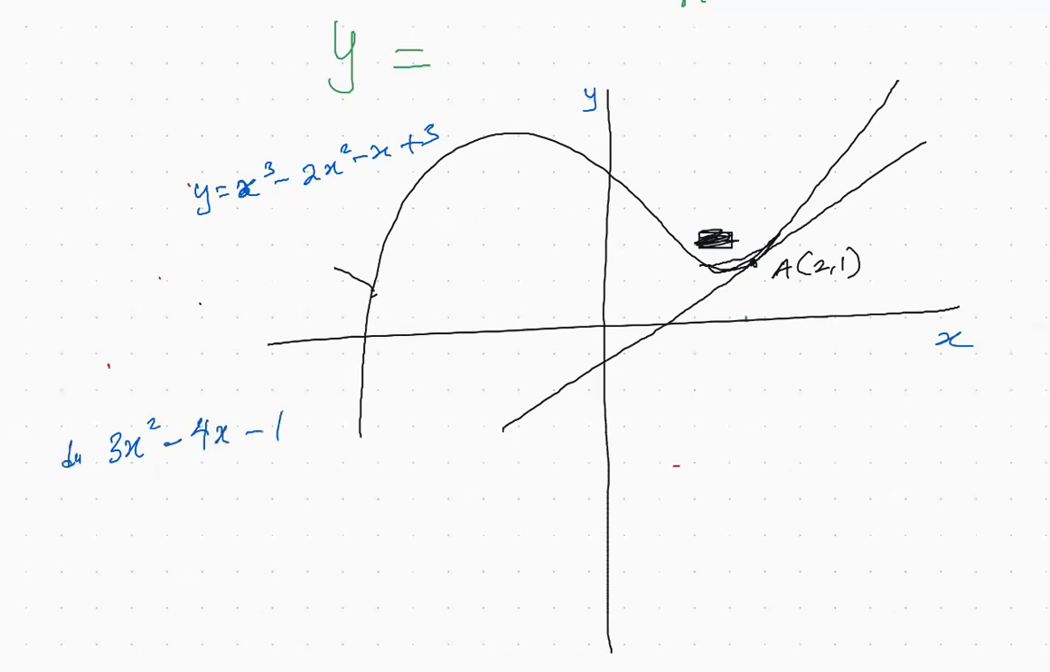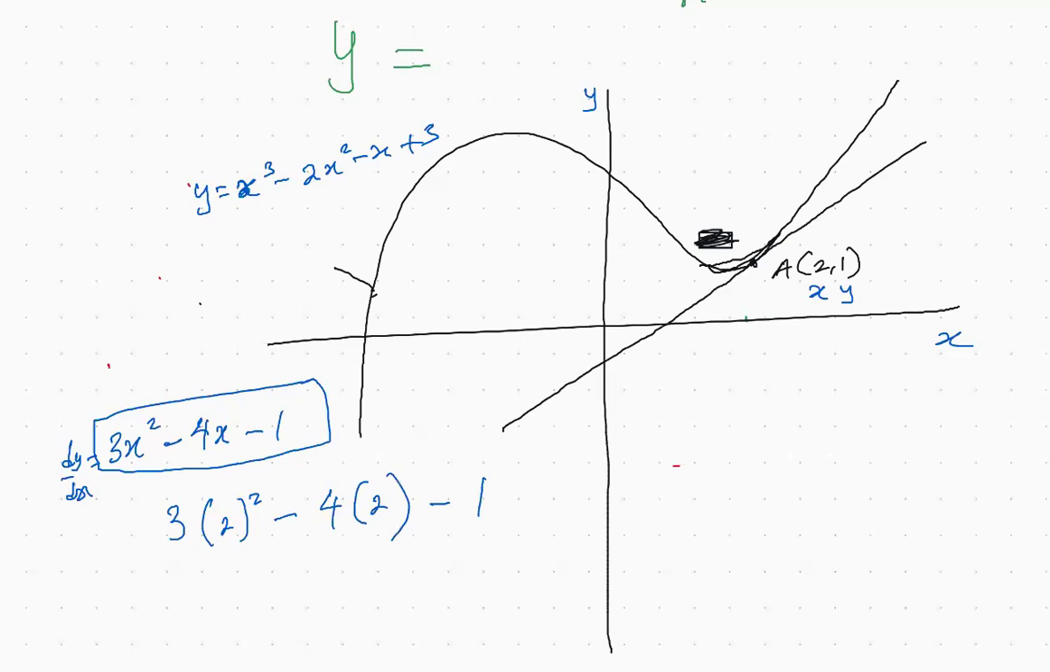So now you have to substitute the value of x. In this coordinate, you have x to be 2 and y is 1. So you substitute the value of x there. It's going to be 3 times 2 squared minus 4 times 2 minus 1. 2 squared is 4, 4 times 3 is 12. 12 minus 8 minus 1 gives you 3. So 3 is the gradient of this curve.